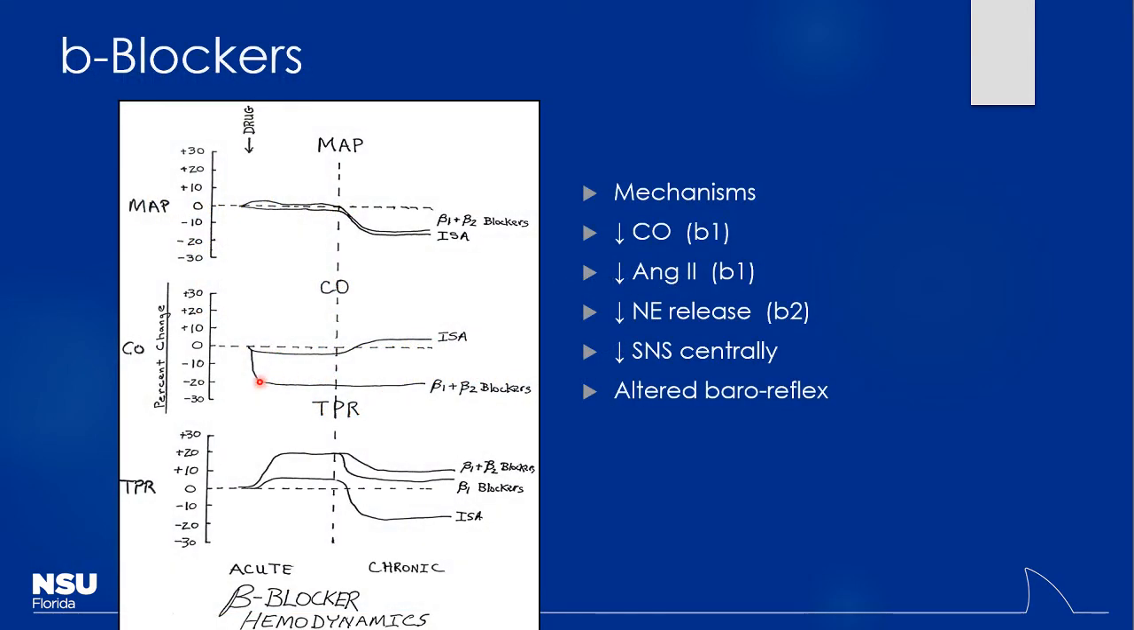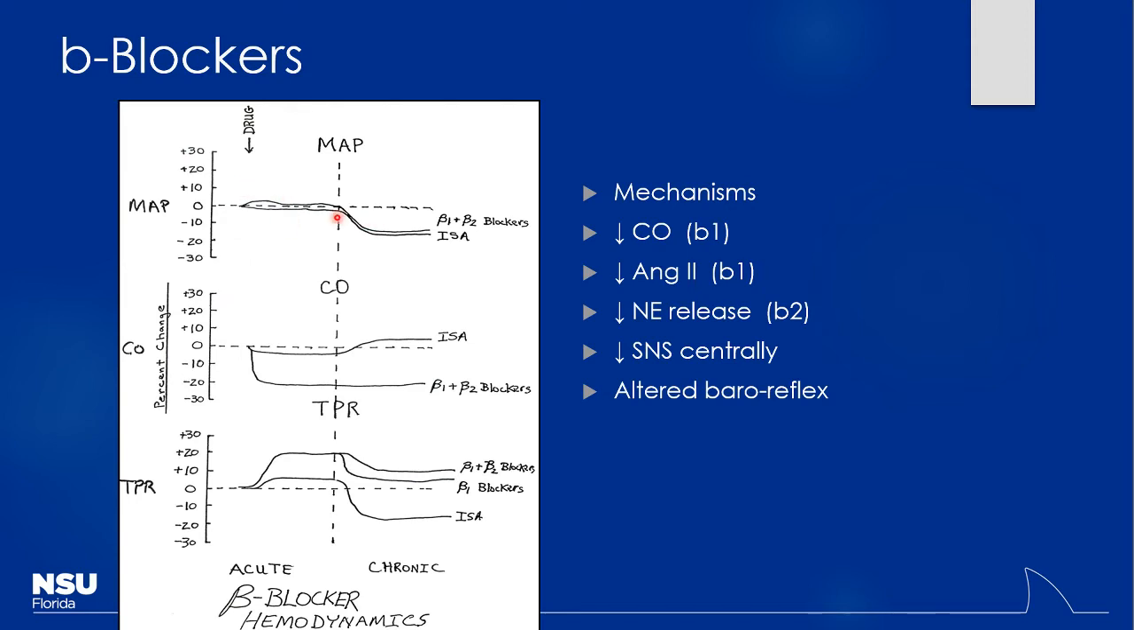So looking at the mechanisms, right, why do they cause these effects here? So these are some graphs that kind of demonstrate the effects we're going to be looking at. So we have MAP here, right? What does that stand for? Okay, so we're looking at the mean arterial pressure. We're going to look at cardiac output, and then our TPR. Okay, so what's interesting when you're looking at this is with causing direct beta-1 inhibition, you're going to see there's kind of some direct compensatory effects that occur here.